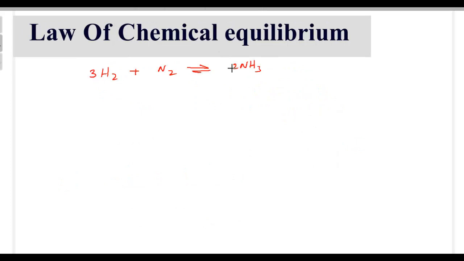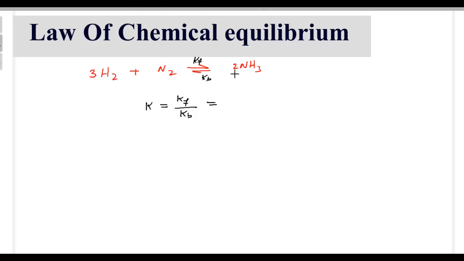If this is our reversible reaction here, how do we write down the equilibrium constant for this one? The equilibrium constant for this reaction will be equal to the rate constant Kf for the forward reaction divided by Kb for the backward reaction. You can also explain it in terms of the concentrations.